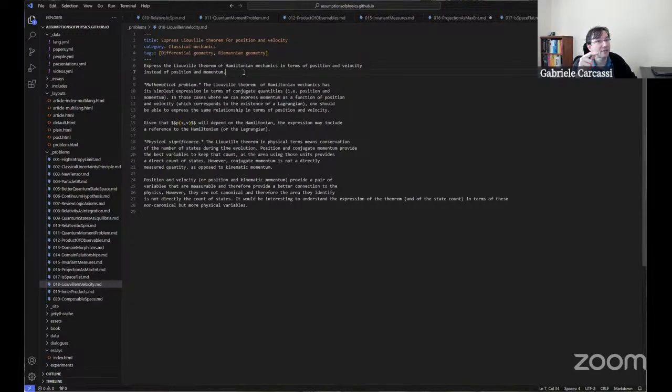And so the areas that you're conserving are the ones in position and conjugate momentum, not in position and velocity. And so there you're going to have some effects as well. And it would be already interesting to understand what those things are, because basically it's telling you that the metric tensor influences your count of states and therefore influences how the motion of a free particle goes around. And that might tell us something about GR as well.